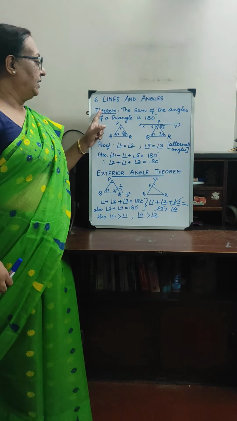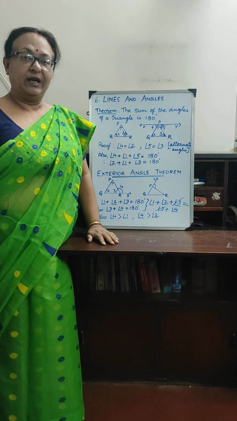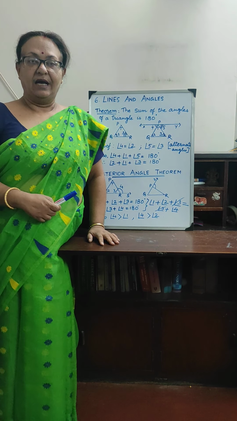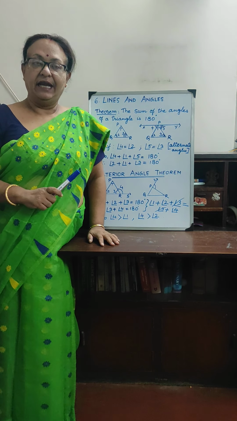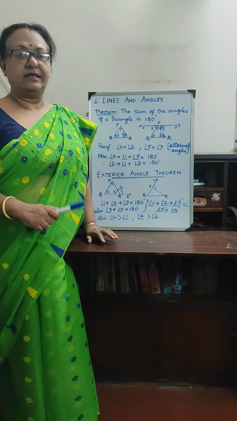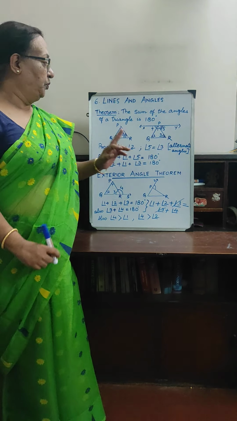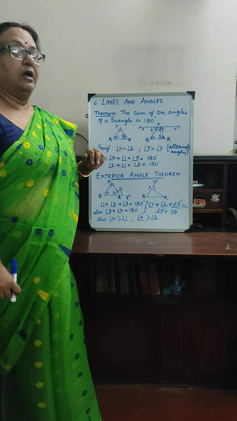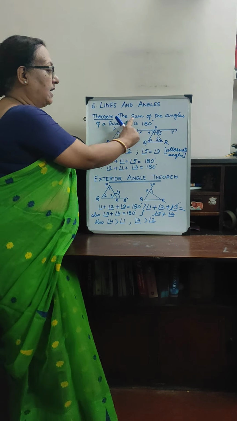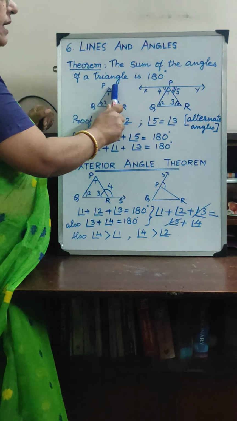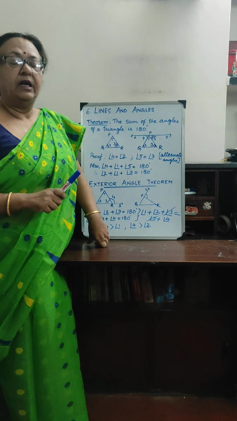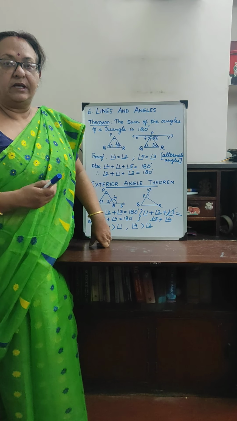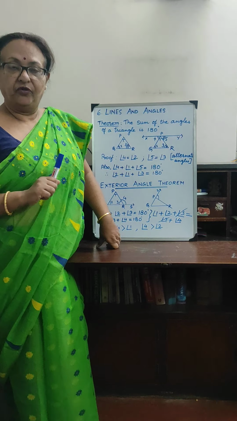Today we prove a theorem. Before it, in the previous class you have learnt about corresponding angles, alternate angles, interior angles. We will be using them to prove this theorem. What is the theorem? The sum of the angles of a triangle is 180 degrees. You know this. You have used it many times, but today we will prove it.